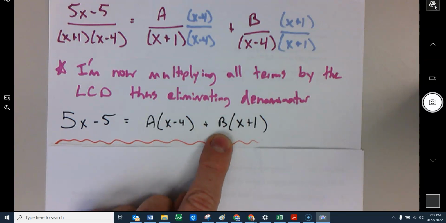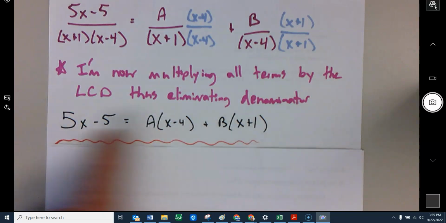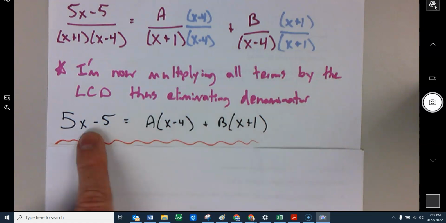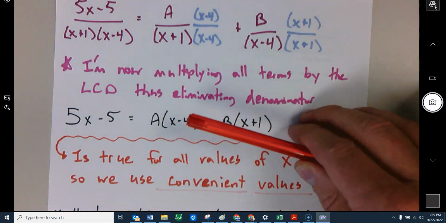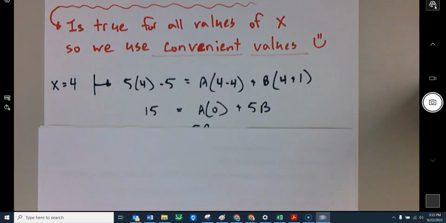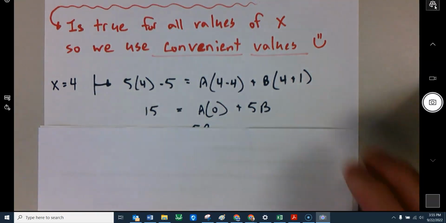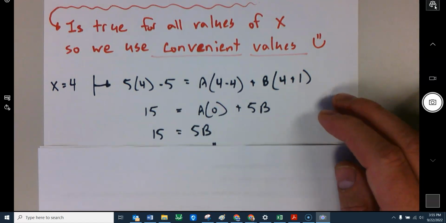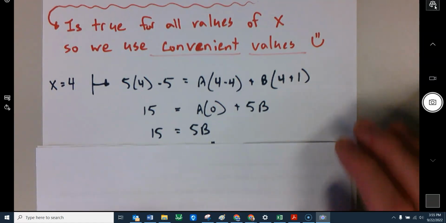And vice versa, I could also use -1. If I plug -1 in for all my x's, this one is going to turn to 0, and then I can figure out what A is. So I've done that down here. This is called convenient values. Hit pause if I'm going too fast anywhere. Go back, take your time, write it, try to figure out what I'm talking about. Talk with your neighbor. You guys are helpers here.